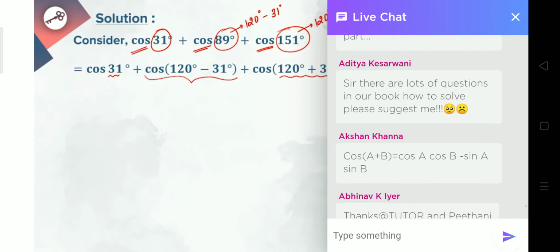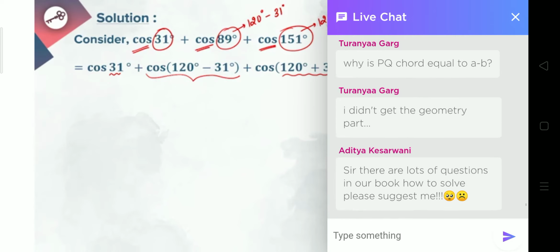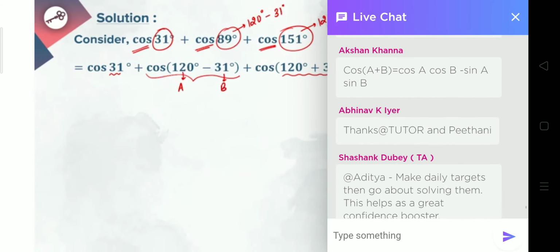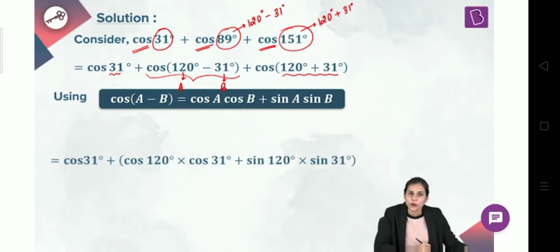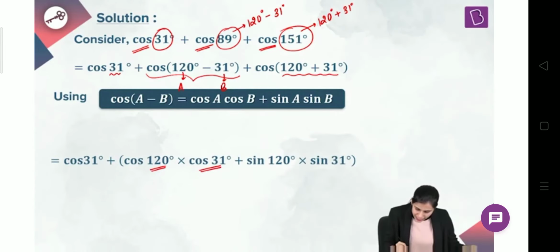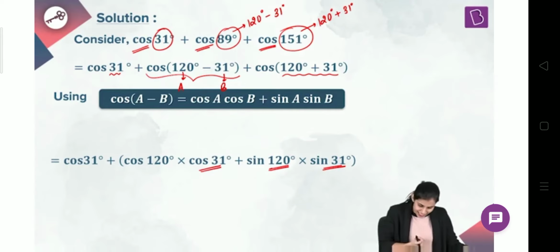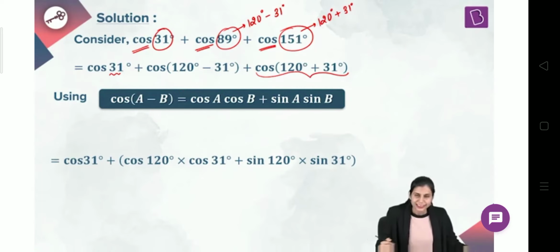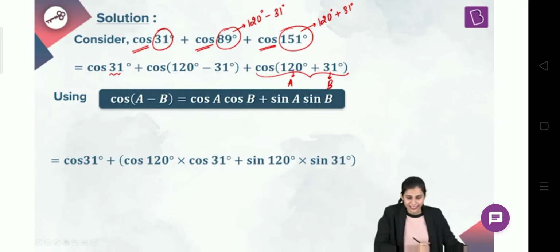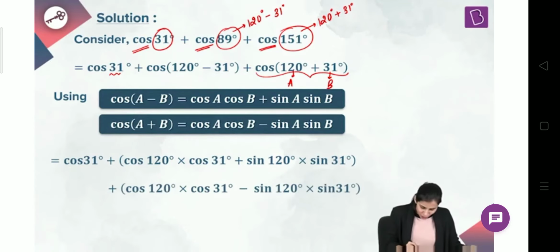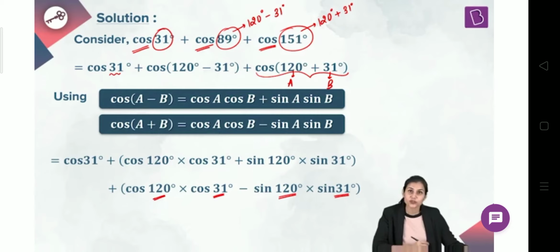This looks like cos of the difference of two angles, isn't it? So if I treat this as A and this as B, I know this term will boil down to cos A cos B plus sin A sin B. Yes? Similarly, look at this term. This looks like cos of the sum of two angles. Let's call them A and B. Then this will boil down to what? Cos A cos B minus sin A sin B. I've just used the two formulas which we've recently derived.